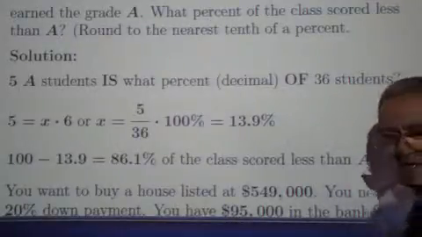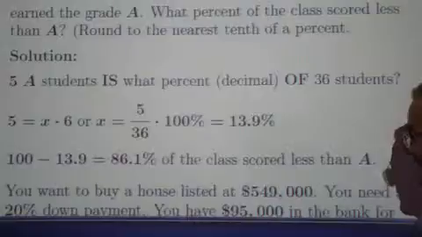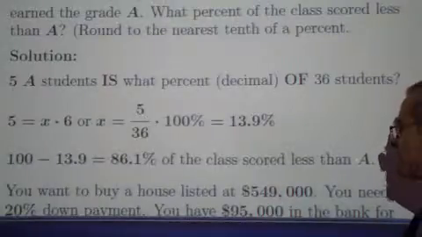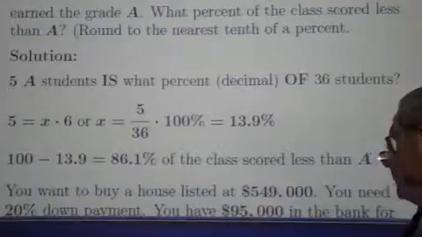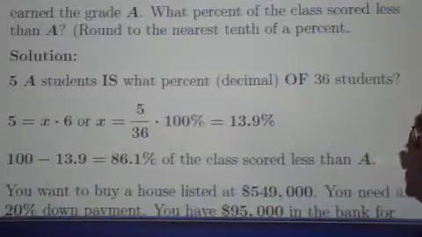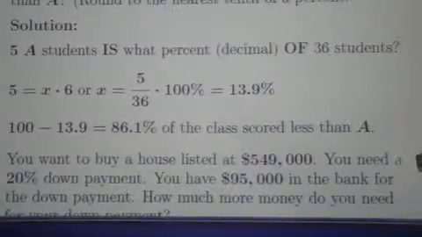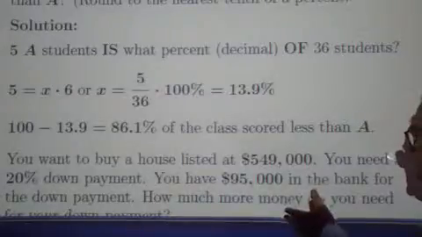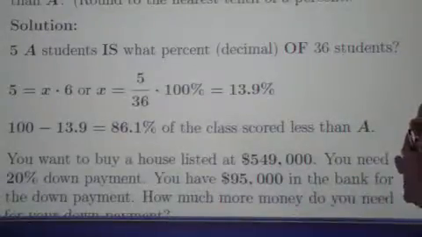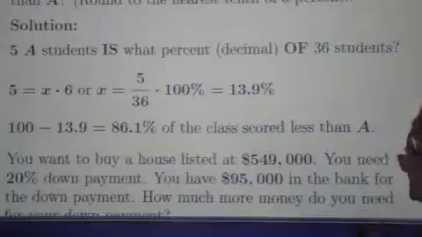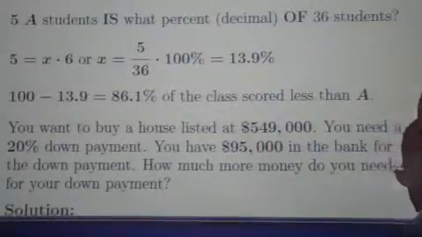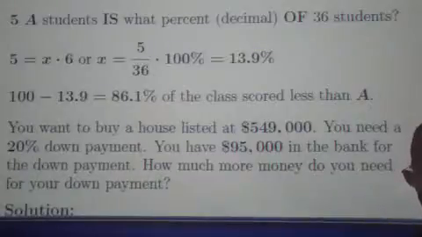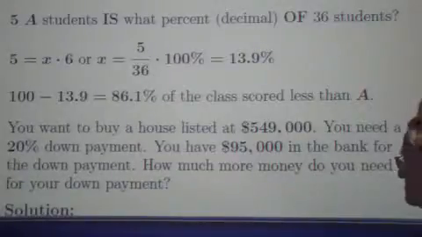Then we have an interesting, useful application problem. You want to buy a house listed at $549,000. You need a 20% down payment. You have $95,000 in the bank for the down payment. How much more money do you need for your down payment? Or maybe you have enough, I don't know. We'll see.